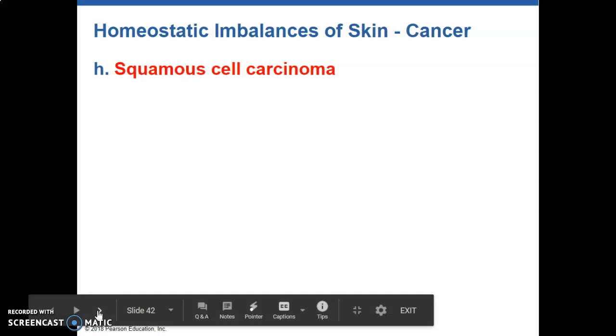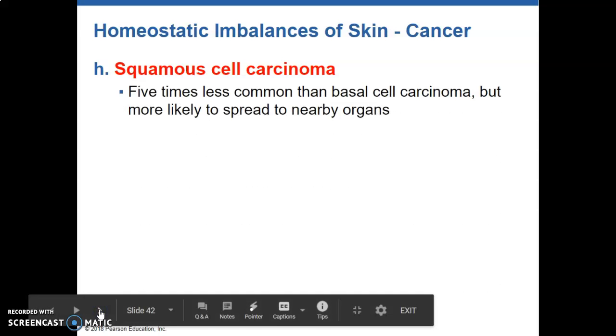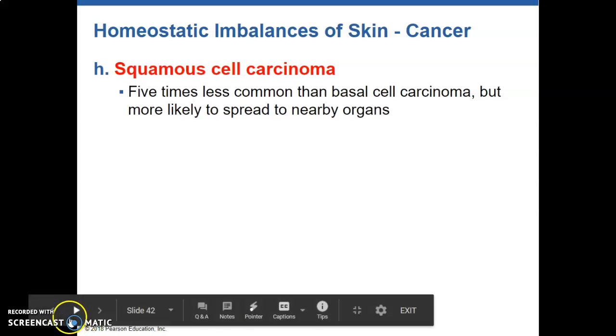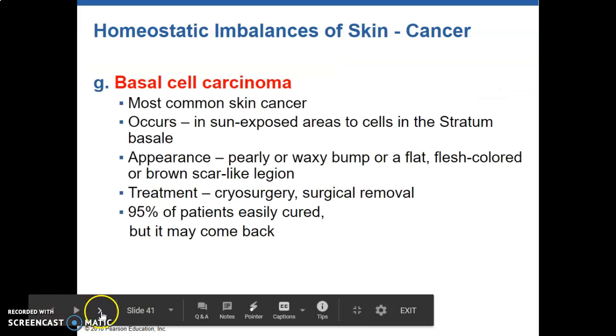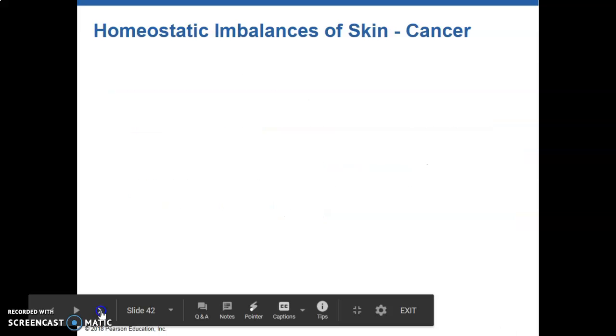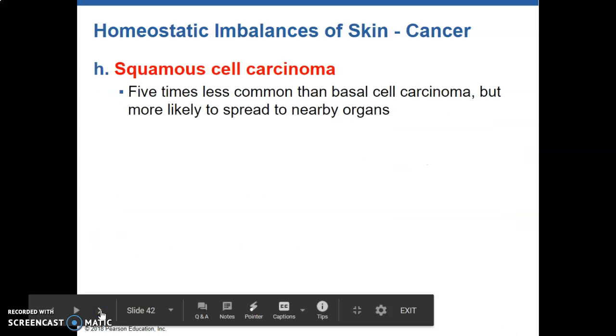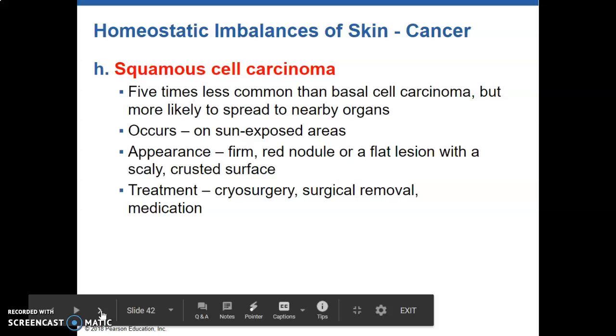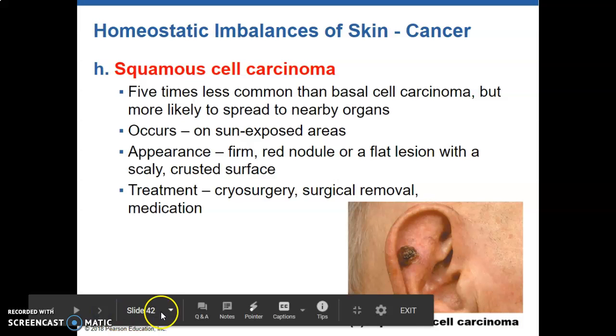The next type that we'll talk about is called squamous cell carcinoma. This is 5 times less common than basal cell carcinoma, but it's more likely to spread to nearby organs. So whereas we would probably say that the previous type, basal cell carcinoma, is likely to be benign, squamous cell carcinoma is more likely to be malignant than basal cell carcinoma. It also occurs in those sun-exposed areas of our body. It's a firm red nodule, or it could be a flat lesion with a scaly, crusty surface. And again, cryosurgery could be a treatment, surgical removal, or medication. And this is what it looks like right over here.